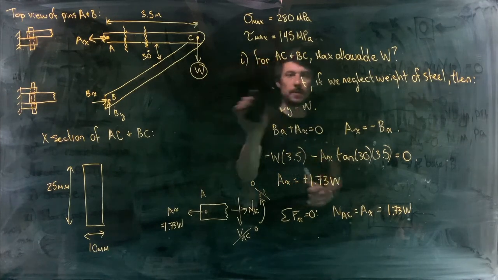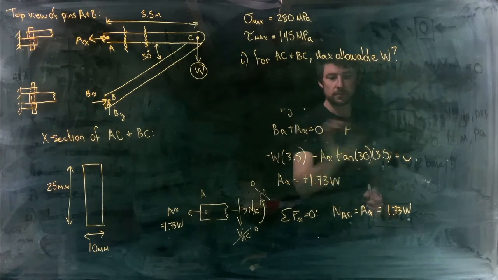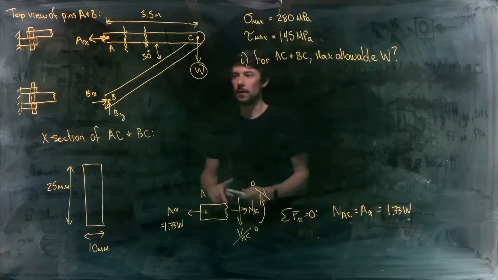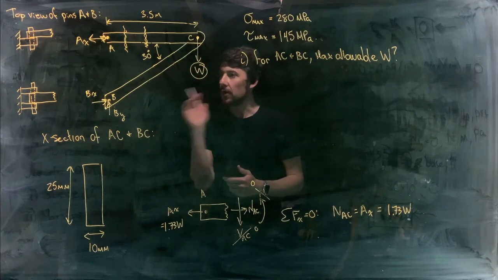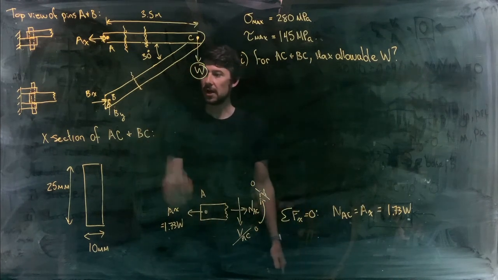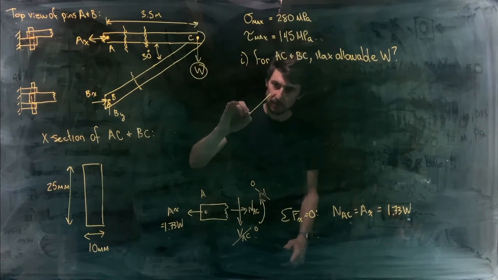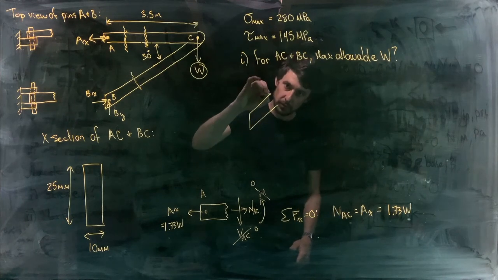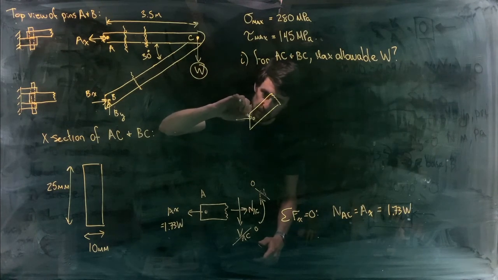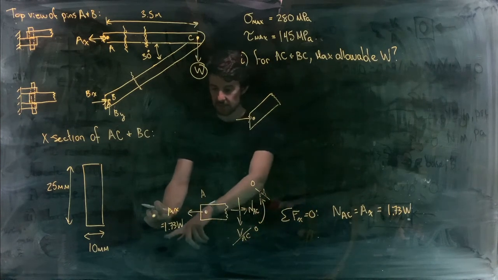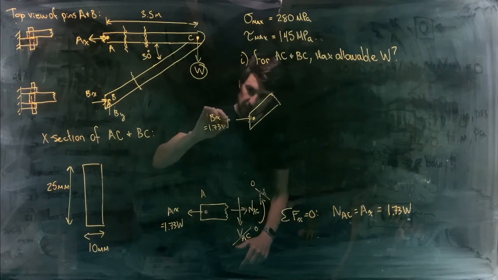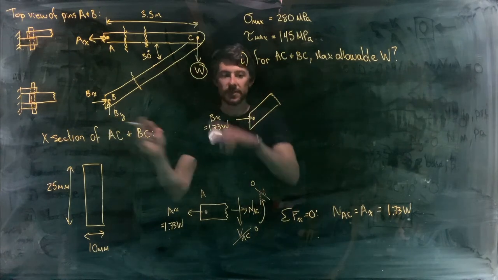clear some space up here. Okay, there we go, that's enough. Okay, so to figure out what the internal force is in here, we do a section cut through it like that. Okay, and we've got BX. Right, BX is equal to AX, so BX is 1.73W as well. BY, we said, is equal to W.